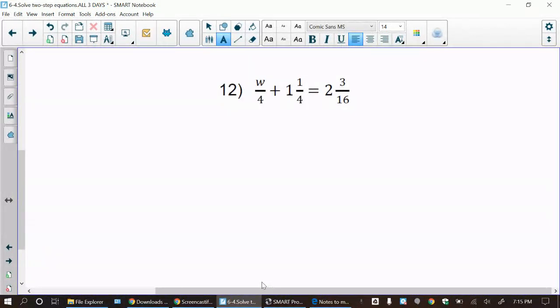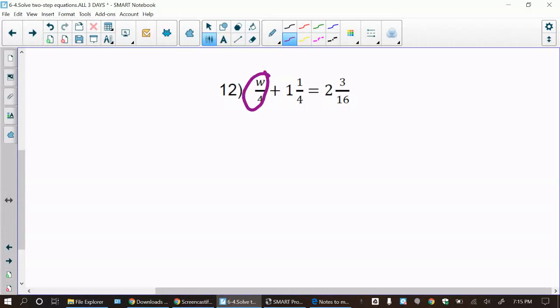Okay. Well, what do you need? You need common denominators always. This 4 here does not need to change. What you need to change is the 1 and 1/4 so that it has 16 as well. That's what we're looking to do. So we're going to leave W divided by 4 alone. And 4 can go into 16, so that's why we're going to use that.